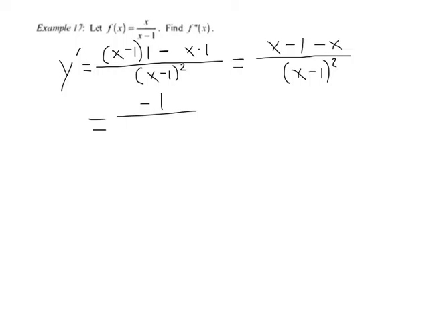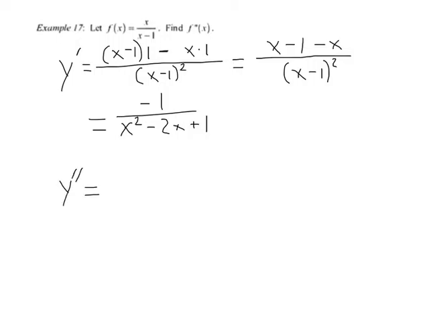of going x minus 1 times x minus 1, I would end up with x squared minus 2x plus 1 in the end. So that's a much easier version of the first derivative. So now I'm going to take the derivative of that to get my second derivative.